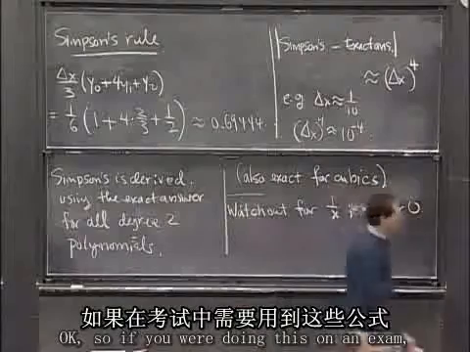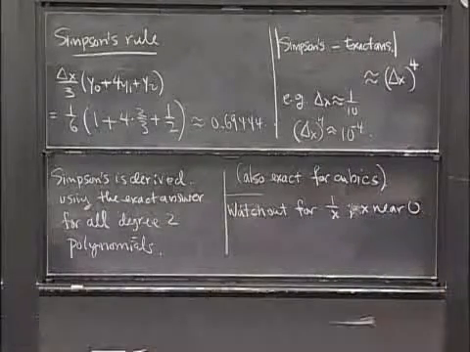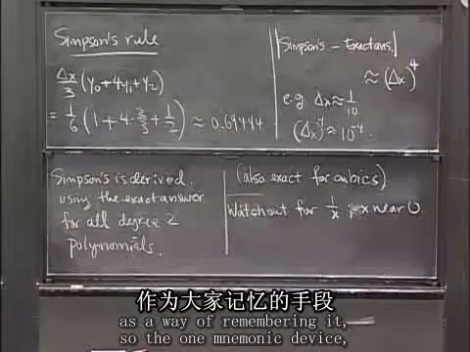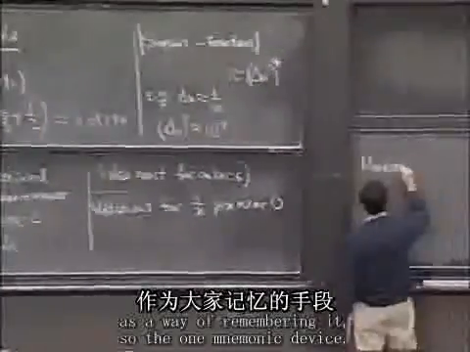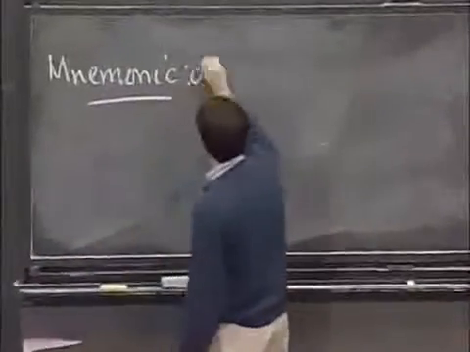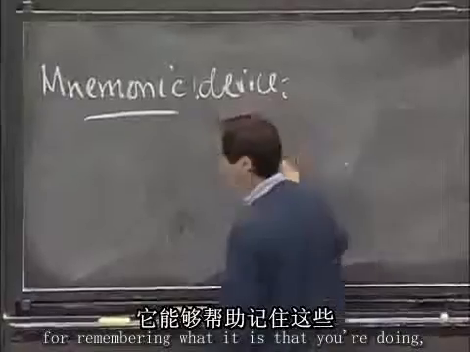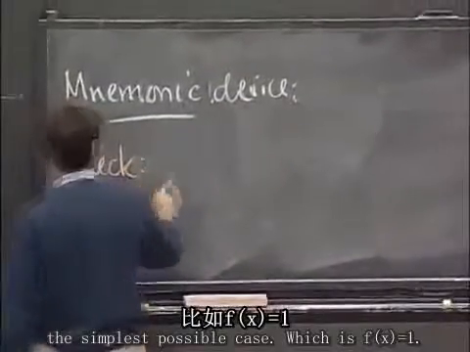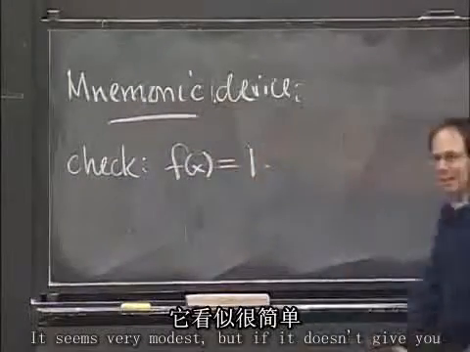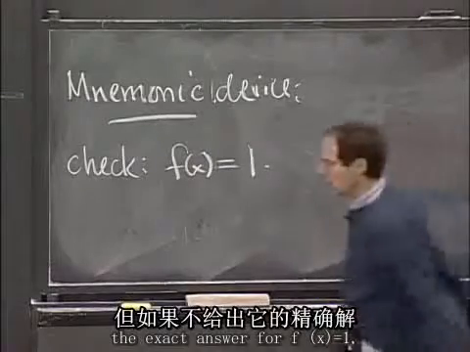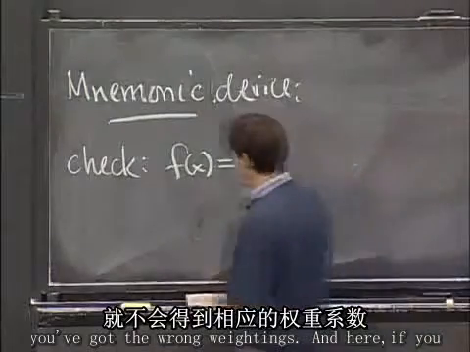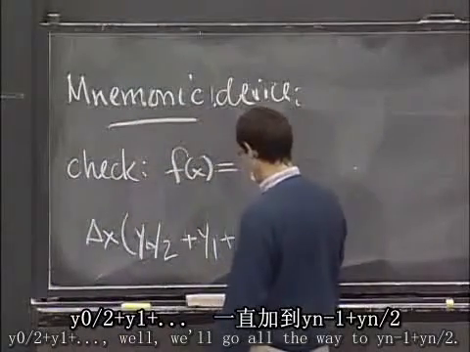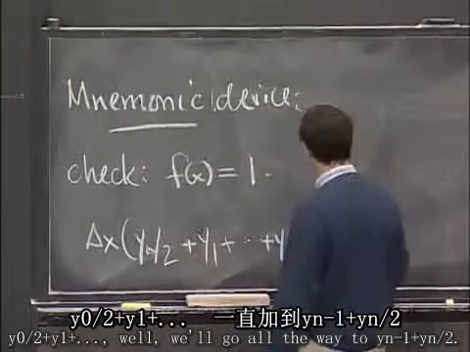OK, so if you were doing this on an exam, how do you remember this strange pattern of numbers? Well, the one thing that I want to recommend to you, as a way of remembering it, a mnemonic device for remembering what it is that you're doing, is to remind yourself of what happens for the simplest possible case, which is f of x equal to 1. It seems very modest, but if it doesn't give you the exact answer for f of x equals 1, you've got the wrong weightings. And here, in the first formula, y0 over 2 plus y1 plus, well, we'll go all the way to yn minus 1 plus yn over 2.